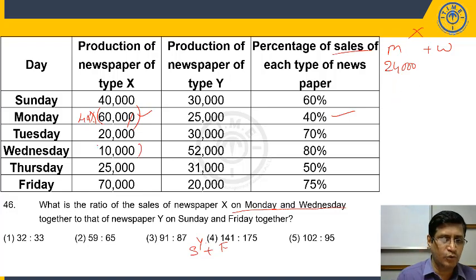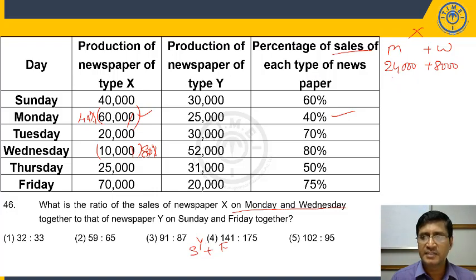The second one is Wednesday. Wednesday, what is the value? 10,000 is the total production. In that 80% is the sales. So what is 80% of this? So 80% means 8,000. Sum of these two values is equal to 32,000. Now just observe the value Y. Sunday, how much is Sunday?